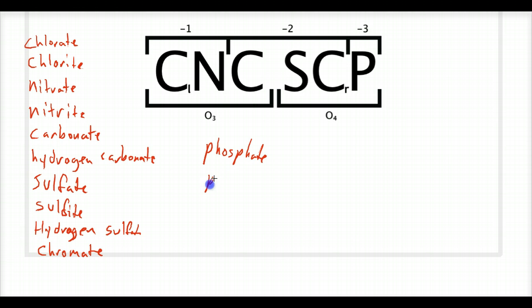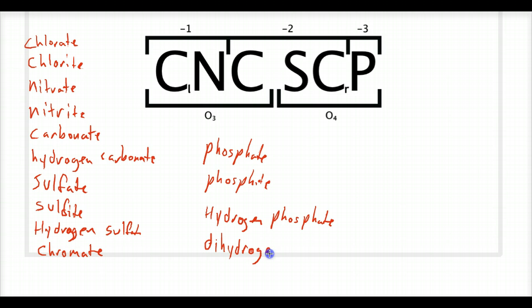And if you know phosphate, you should know phosphite. And you should know hydrogen phosphate. And if you know hydrogen phosphate, you should be able to figure out dihydrogen phosphate. All right. So I took our list and it's very powerful. It has all the -ates.